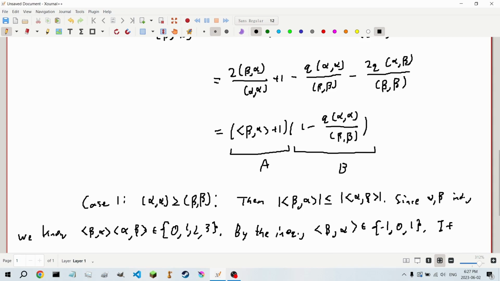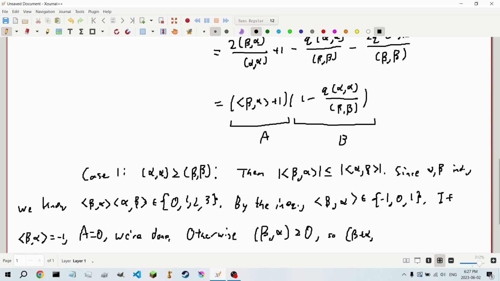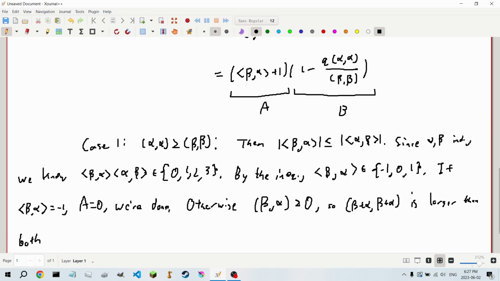If, in the first case, the angle bracket of beta and alpha is -1, then a equals 0, and we're done. Otherwise, the curved bracket of beta and alpha, I don't know why I wanted to call it a soft bracket, is non-negative. So beta plus alpha is strictly larger than both beta with itself and alpha with itself.